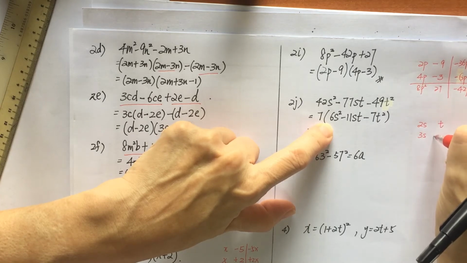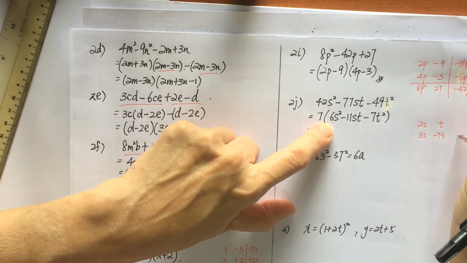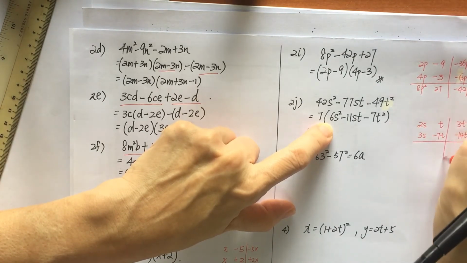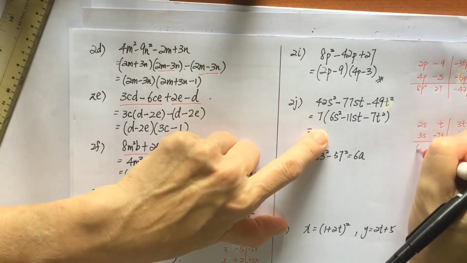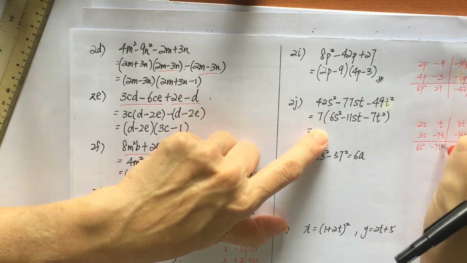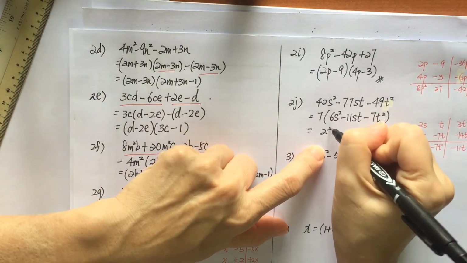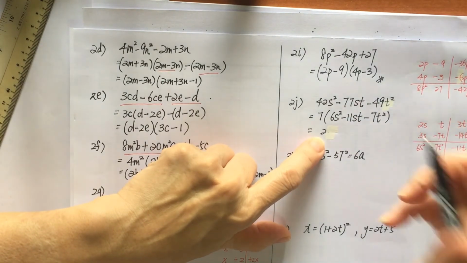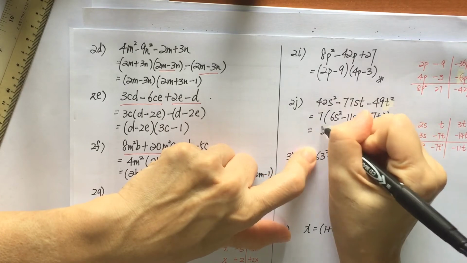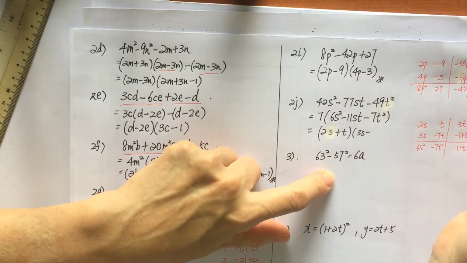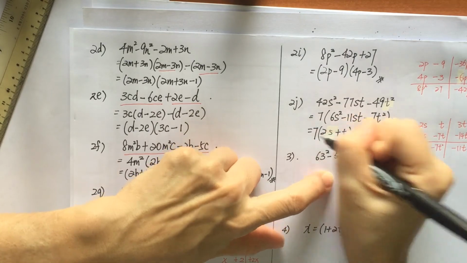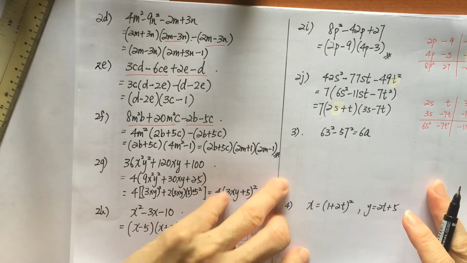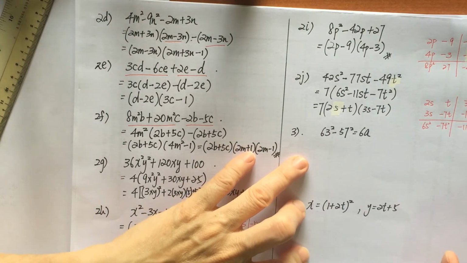a t here and a negative 7t here, so that this is negative 14t and this is 3t, so together is negative 11t. Okay, so this is 6s squared minus 7t squared. So this is 2s plus t, and then 3s minus 7t, multiplied with 7. Okay, so next one, question 3.